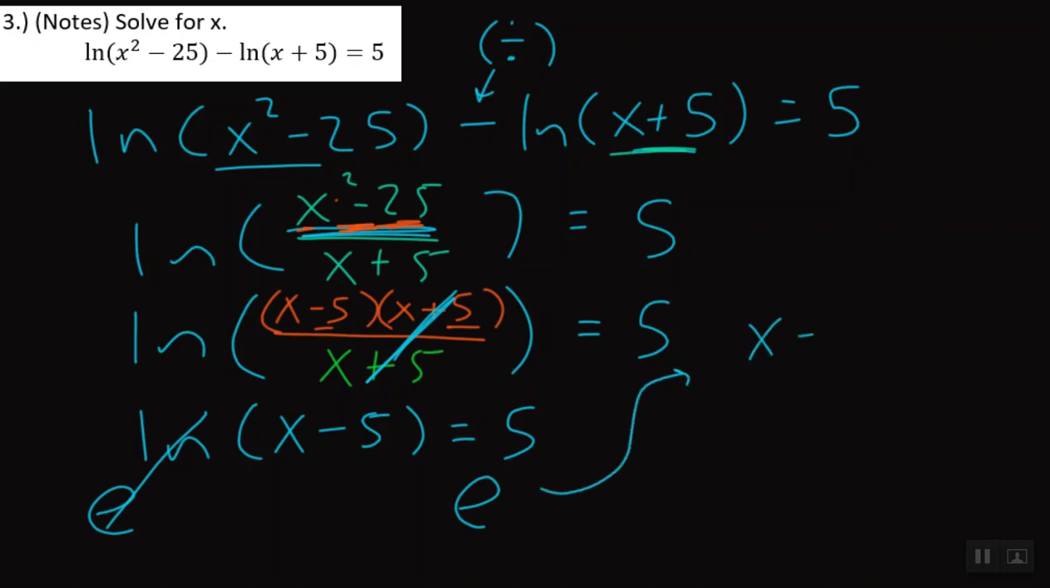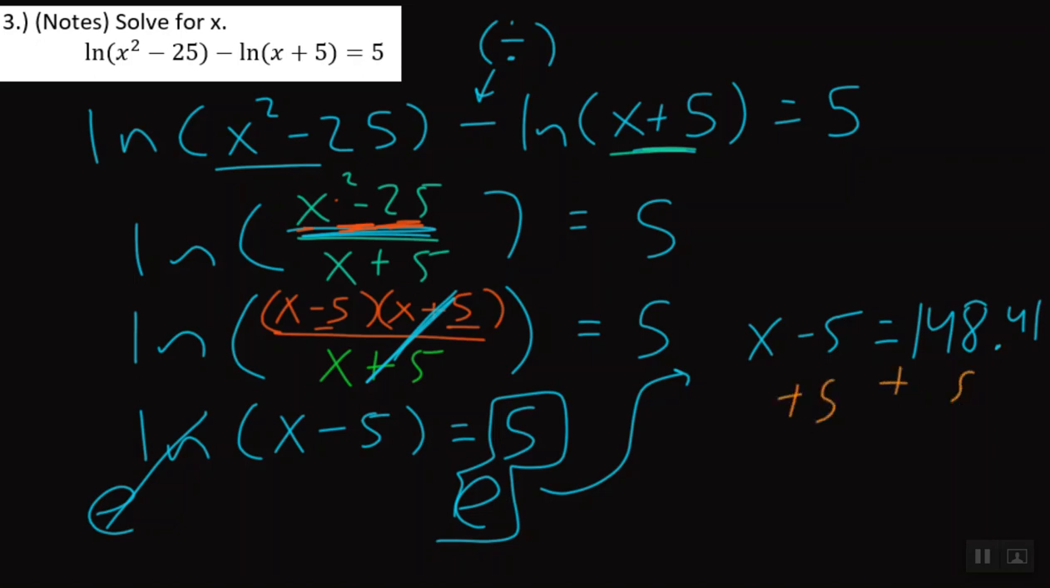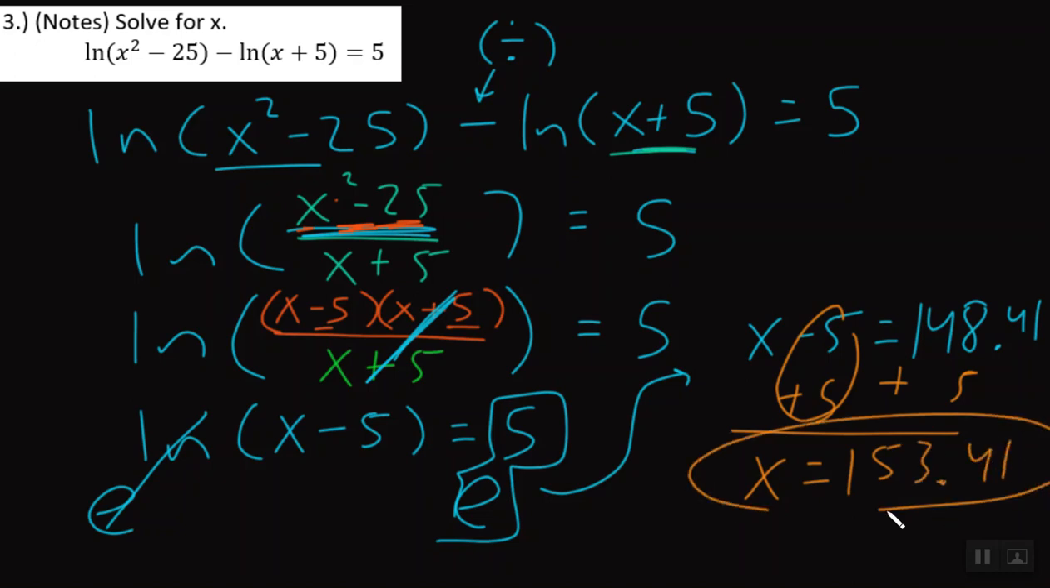We're left over with x minus 5 is equal to, you'll have to go to a calculator, I'll do that right now, and e to the 5th power is actually equal to 148.41. Now from there, all we have to do is add 5 to both sides, plus 5, and what we'll get should be x is equal to 153.41. Alright, I hope this was helpful, and I'll see y'all in our level 4 video in a moment.